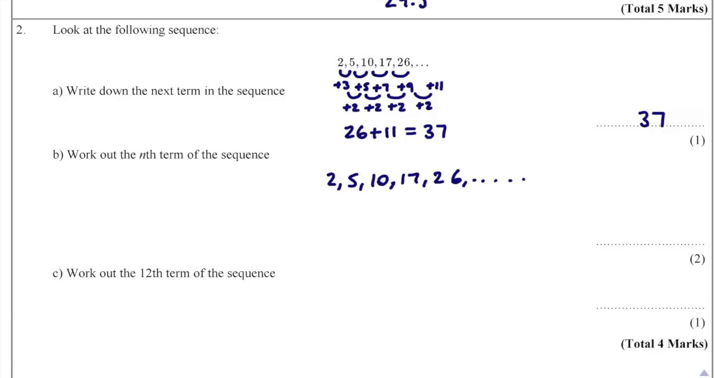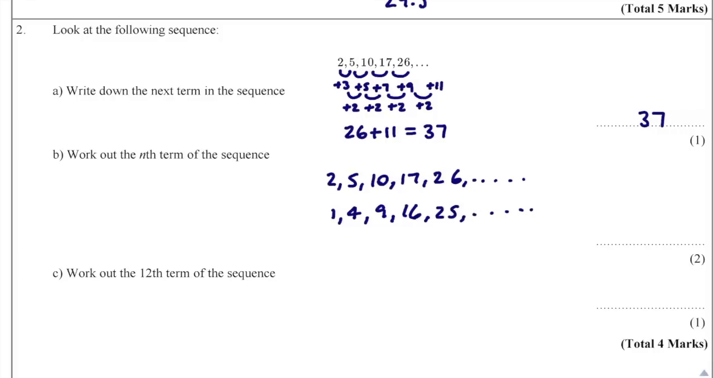What we can do is compare it against a sequence that we already know. Because we know that this has a second difference of 2, it must be a quadratic sequence. All quadratic sequences with a second difference of 2 start with n squared. So the sequence for n squared is just the list of square numbers. It's 1, 4, 9, 16, 25.